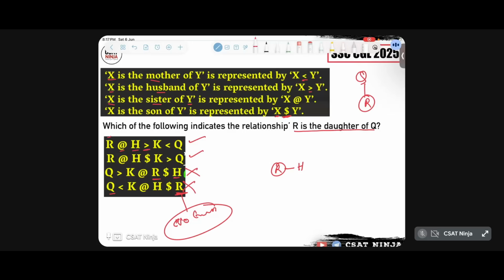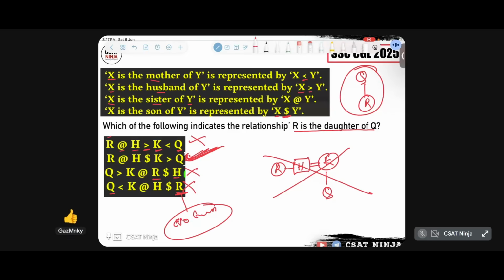And greater than means the first one is the husband of the second one. And Q, less than, that means the first one is the mother of Q. Our required solution was R is the daughter of Q, but Q is down here. That means this option is wrong, which means, since we just have 2 options, without checking anything, this one is your answer here. I hope we are clear with this one. Directly, you mark that answer.